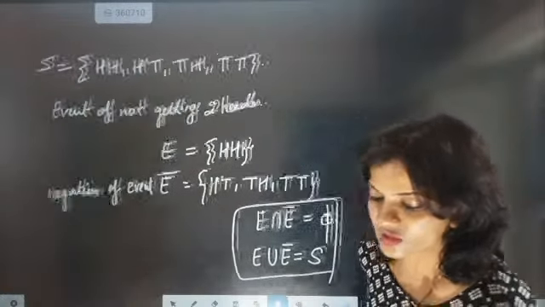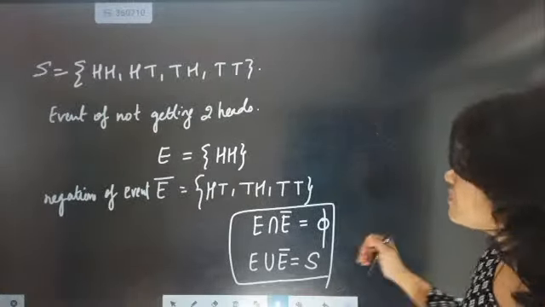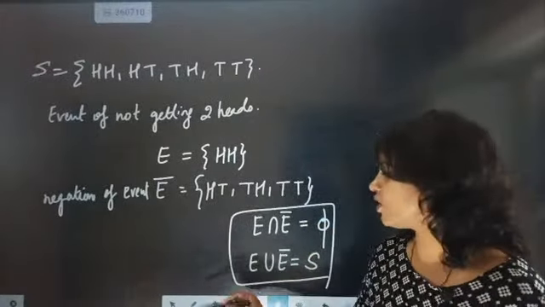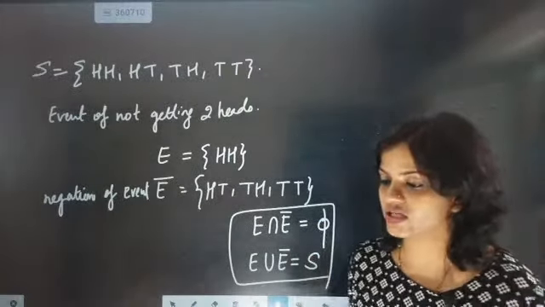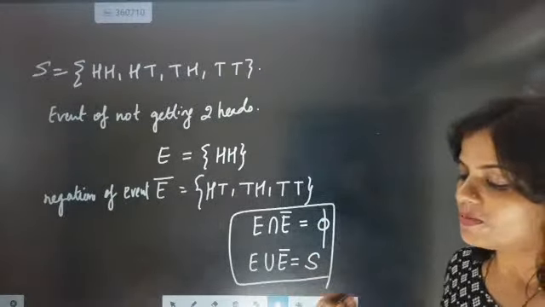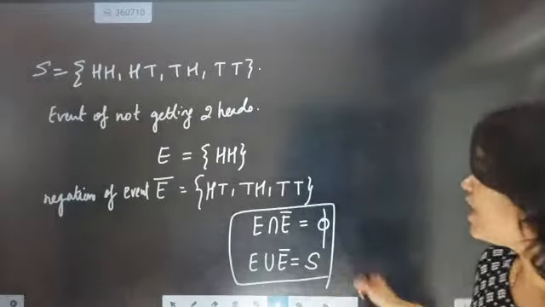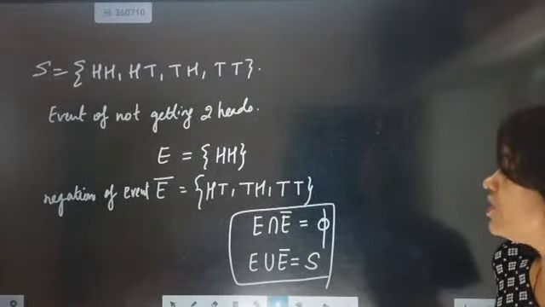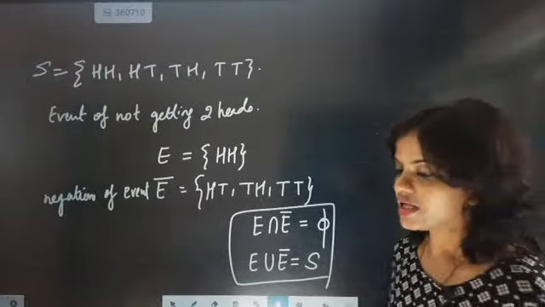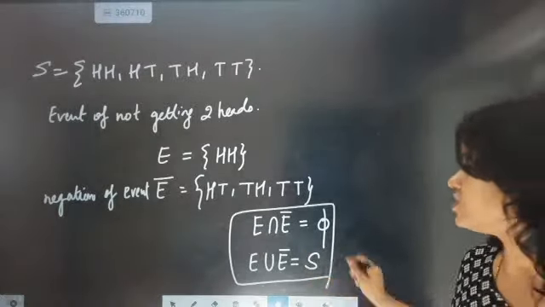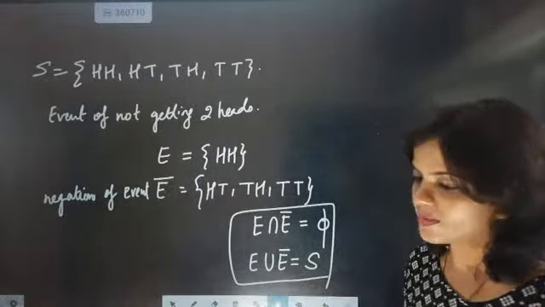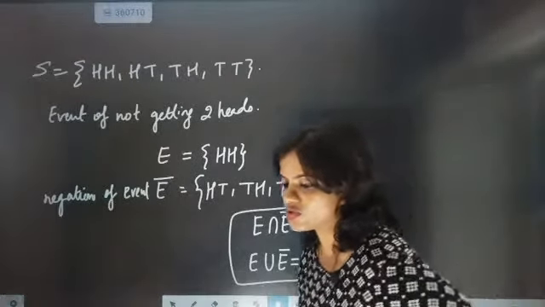So E intersection E complement is phi, where complement means negation. Complement is nothing but negation. I hope you have understood. E union E complement is coming as S, which is the total sample space. I hope you have understood this point.